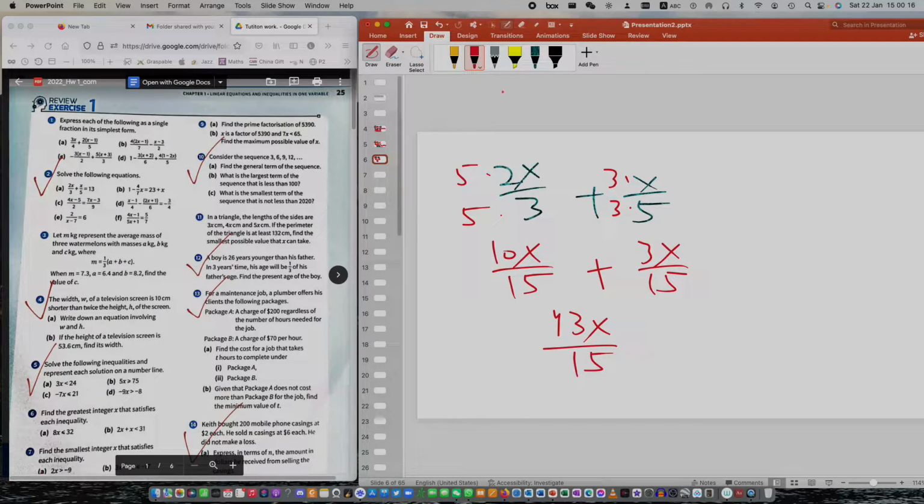Or can you delete the denominator? Therefore the answer is 13x. Can you do this? Can you delete the 15? Yeah. Then the answer is 13x. Can you? Yeah. Yes.